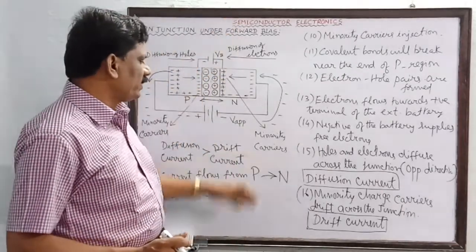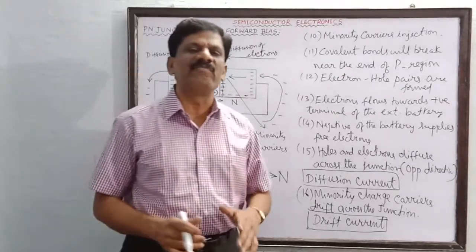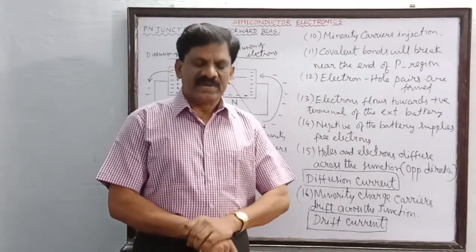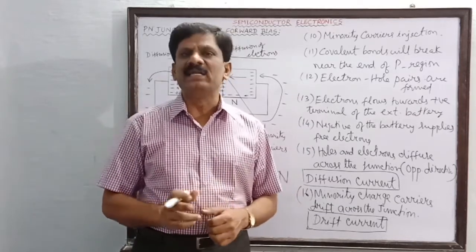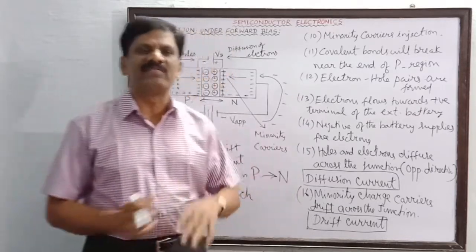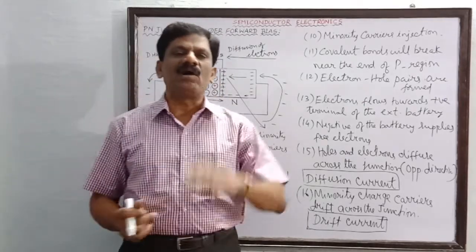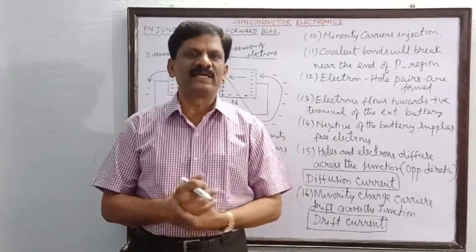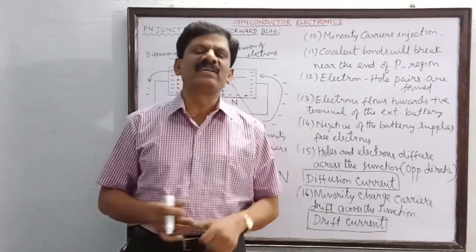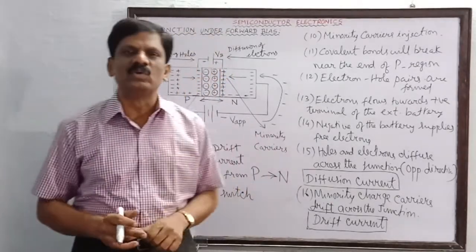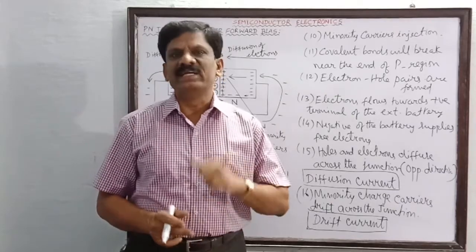So totally, what is the summary of this forward bias? I have told you, when is a diode said to be forward biased? A diode is said to be forward biased when the P region is connected to the positive terminal and the N region is connected to the negative terminal of an external battery, or the applied voltage is oppositely directed to that of the barrier potential, such that the net potential difference across the junction is equal to VB minus V applied.